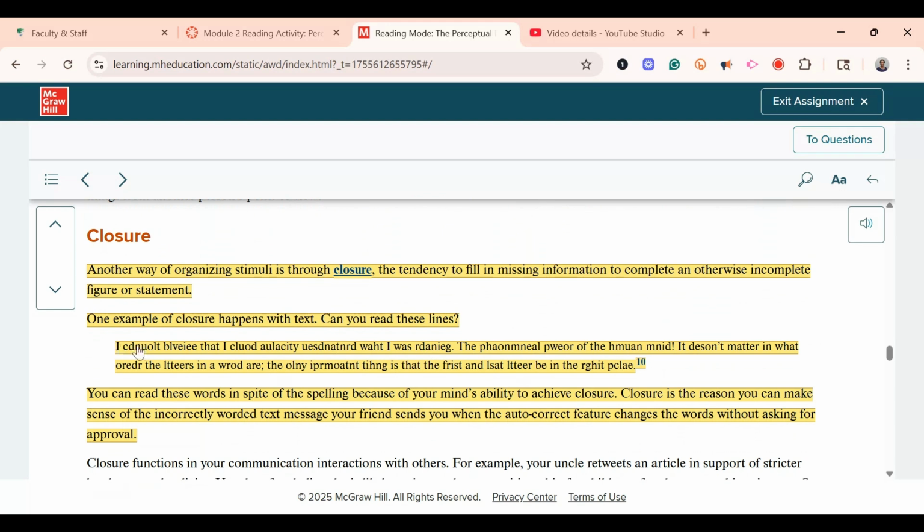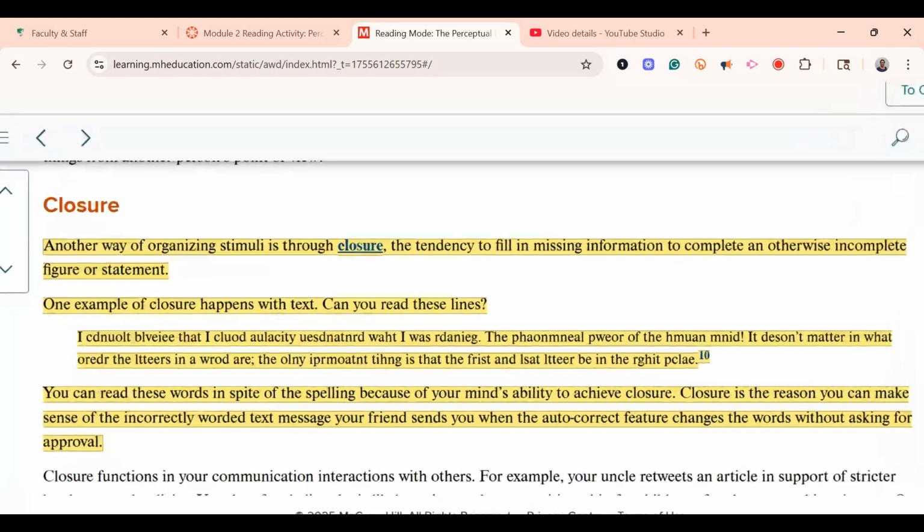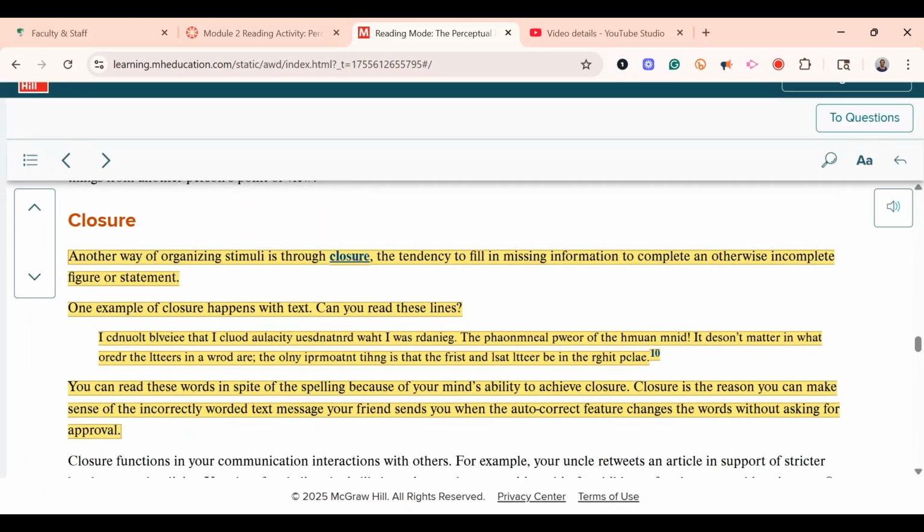Take a look at this sentence. Can you read it? Some of us can and some of us can't. Doesn't mean it's good or bad, but it just means that some of us can read this sentence. Even though the words are mixed up, some folks can read it and some can't.